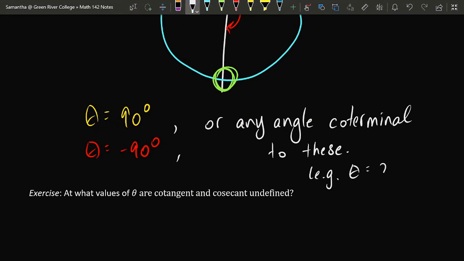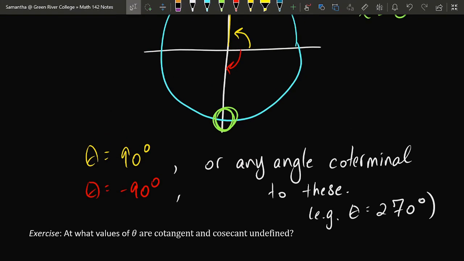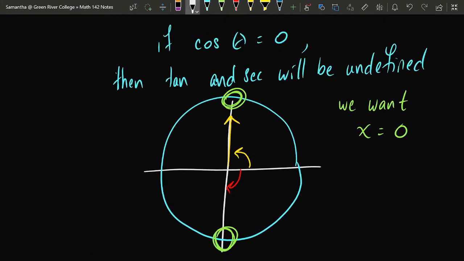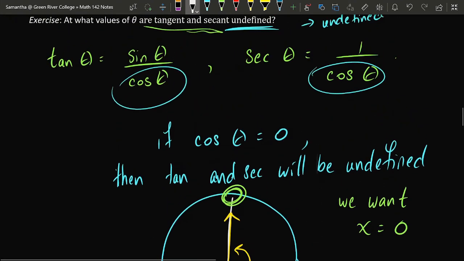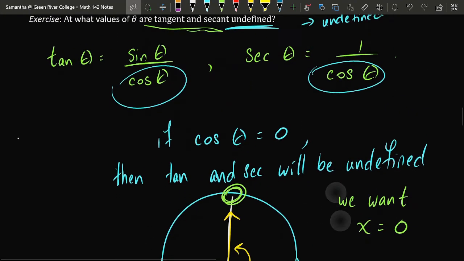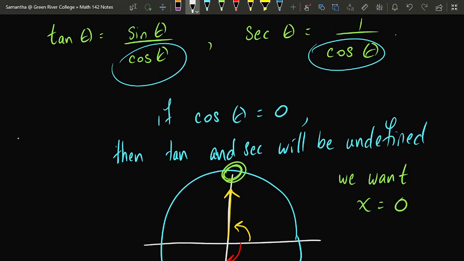Theta equals 270 would also point straight down, would also point to a location where cosine is 0, and therefore would also point to a location where tan and secant are undefined.